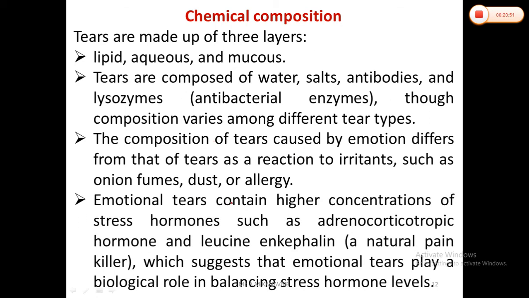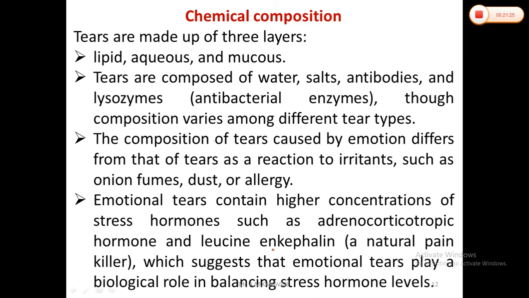Emotional tears contain a higher concentration of stress hormones like adrenocorticotropic hormone and leucine enkephalin, which suggests that emotional tears play a biological role in balancing hormones. So what does it consist of? The lipid layer mostly contains oils, which function to coat the aqueous layer and provide a hydrophobic barrier that envelops the tears and prevents their spilling onto the cheek.